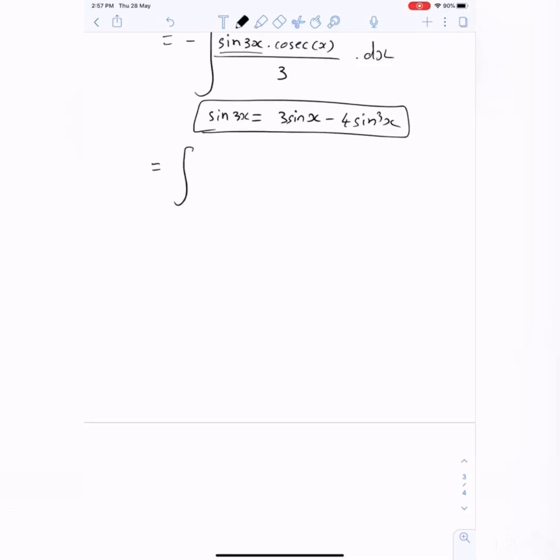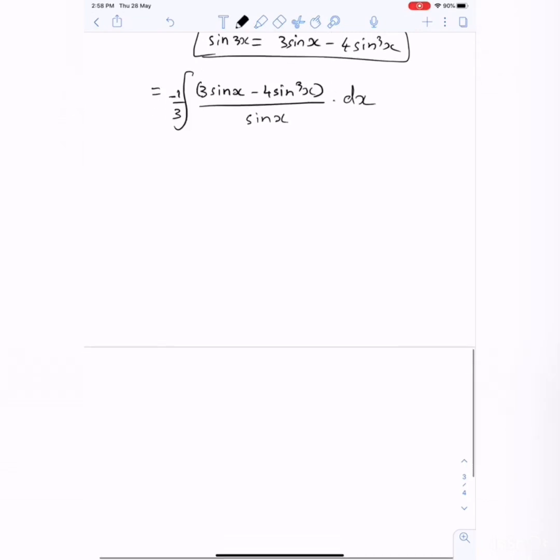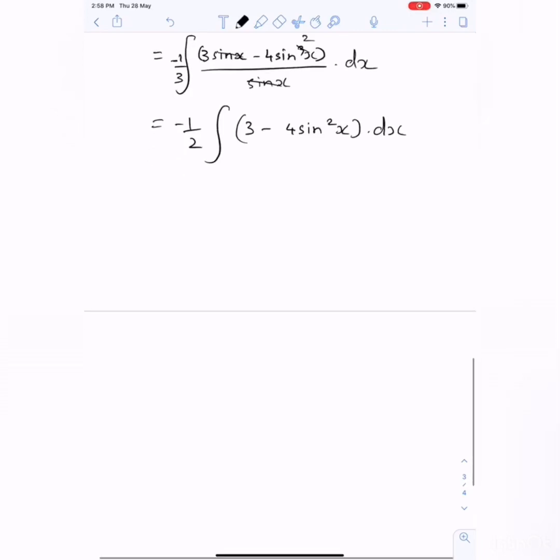So our u1 would be minus, with 3 sin x minus 4 sin cube x times cosecant x. Let me take this 1 by 3 outside as well. So 1 by 3 will come outside. Cosecant x is nothing but 1 over sin x. So divided by sin x, dx. So I can cancel this sin x, and the power would reduce to 2. So negative 1 over 3 times the integral of 3 minus 4 sin square x dx.